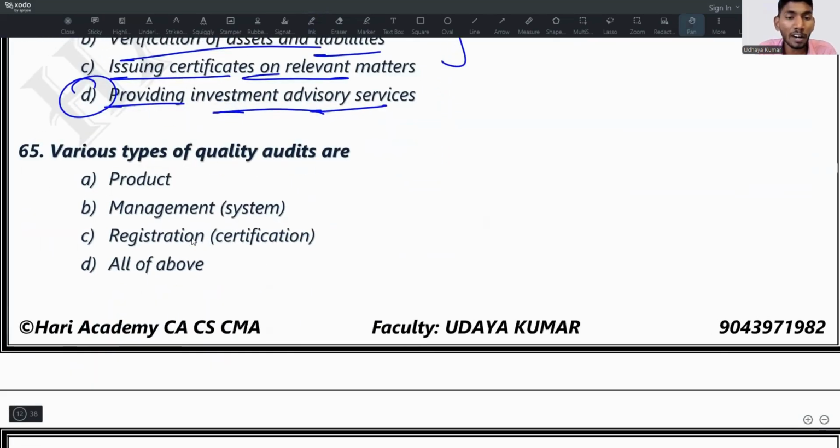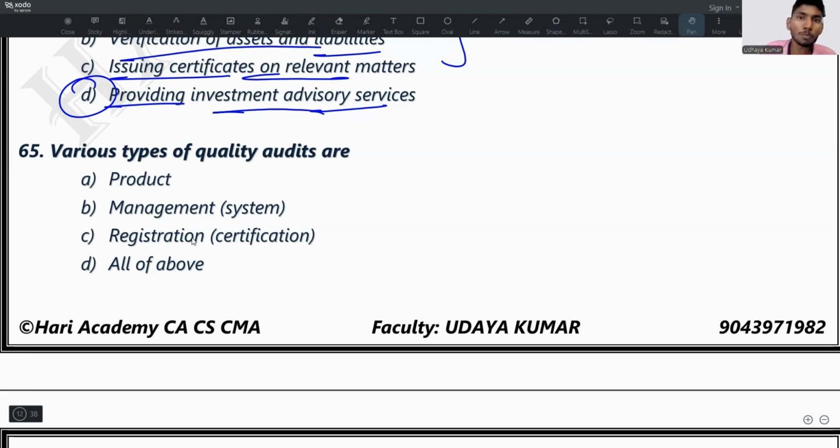Various types of quality audits are. Quality audit types are. Here you might find difficult to answer, right? So there are multiple types of quality audits. Okay, each focusing on different aspects of organization's operations. So whereas product audit, this type of audit focuses on verifying that a product meets specified quality criteria and it ensures the final product conforms to consumer or regulatory standards.